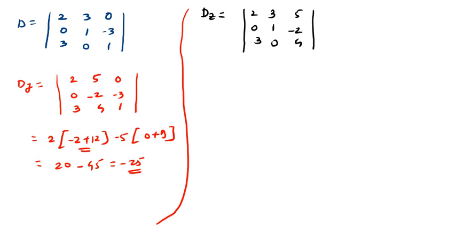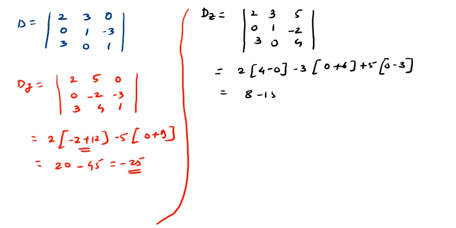Okay, solving this determinant again, this will be 2 into 4 minus 0, minus 3 into 0 plus 6, and plus 5 into 0 minus 3. So this will be 8, this will be minus 18, and this will be minus 15. So this will be minus 10 minus 15, which is minus 25.